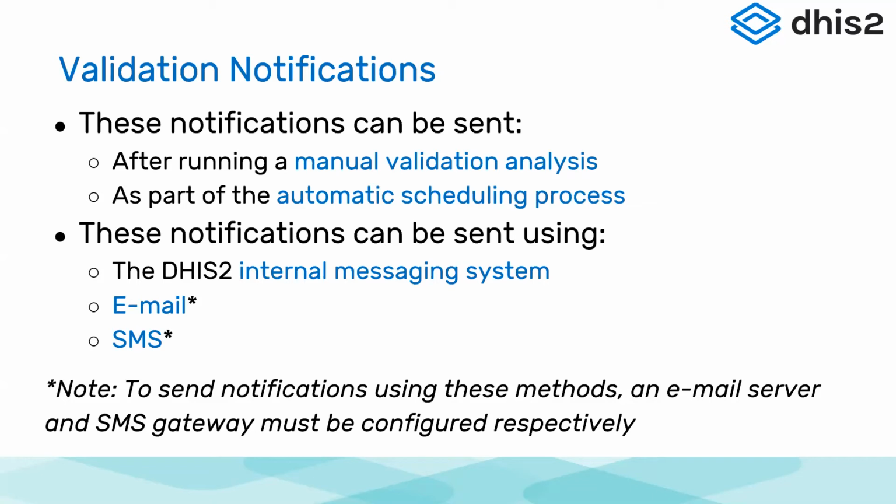You know that scheduler app. Okay. So now the validation notification is generated, and now you have to send it to a specific set of users. That can be done in 3 ways. So you can send that validation notification through the inbuilt internal messaging system in DHIS2, as a DHIS2 internal message. That is the first thing.